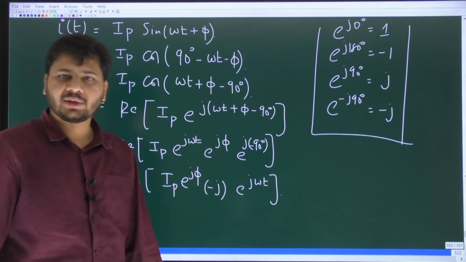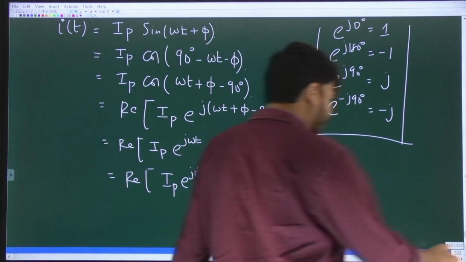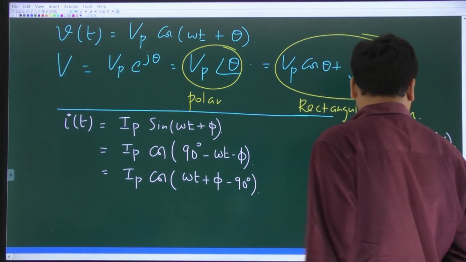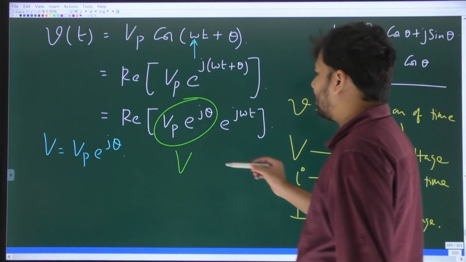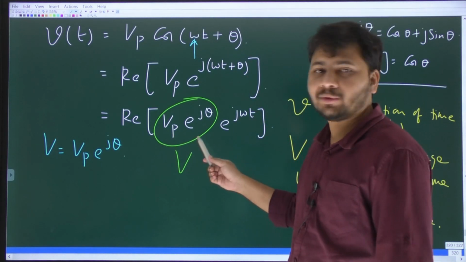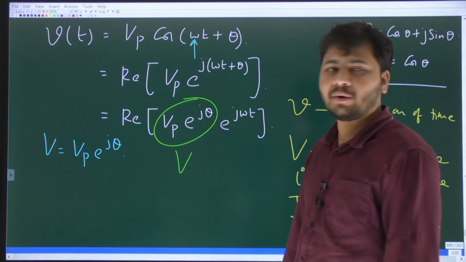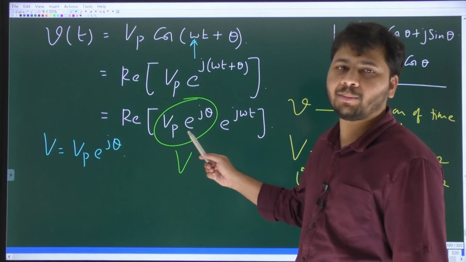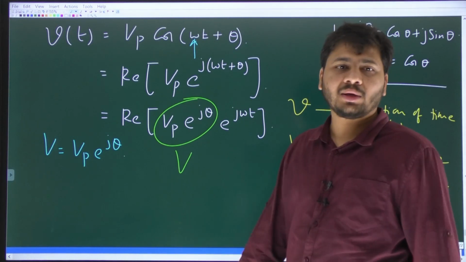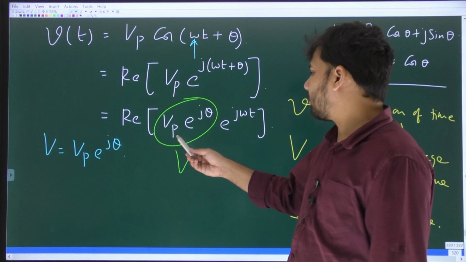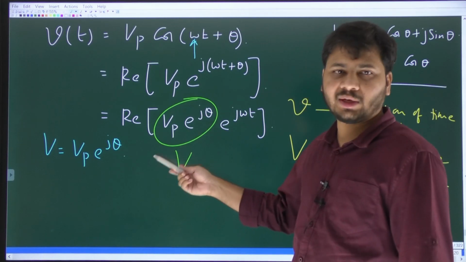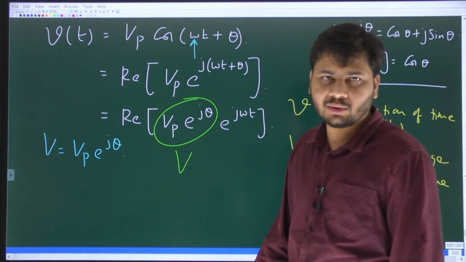Now what is our phasor thing? If you go back, how did we get that phasor? First of all, I wrote the voltage as the real part of some complex number times e power j omega t, and that complex number multiplying e power j omega t is our phasor. So it's Vp e power j theta times e power j omega t. Vp e power j theta is going to be the phasor voltage.